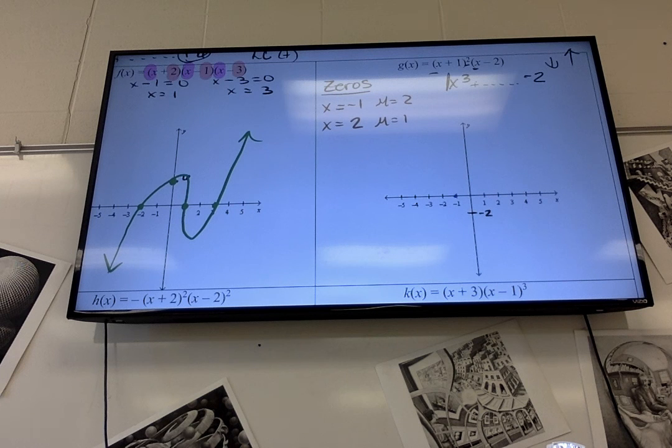So I have negative 1, positive 2, and it goes down here. Let's see, I know. So it starts down, and it bounces there. It's going to look something like that, have that basic shape. You try the next one.